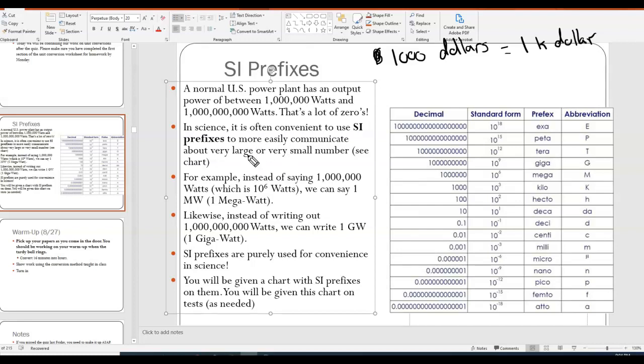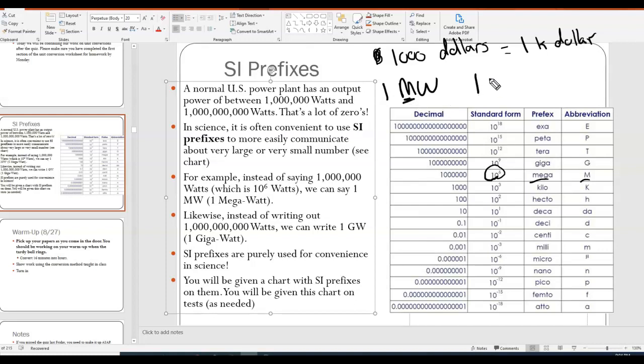If you read the text here, and you add this to your notes, what it says is, let's say you own a power plant, and let's say the power plant puts out 1,000,000 watts. Now, you could go around saying, hey, I have a 1,000,000-watt power plant, or you can look at the chart, 10 to the power 6 is 1,000,000, which is mega, and that's a capital M. So instead of saying 10 to the power 6 watts, or instead of saying 1,000,000 watts, you can just say 1 megawatt. So in other words, that capital M is a direct replacement for million.